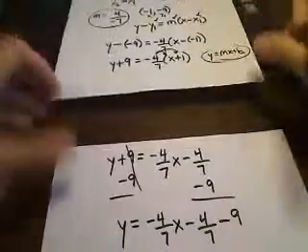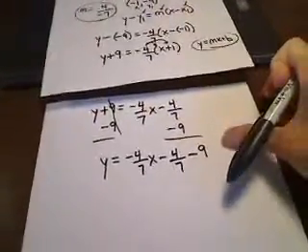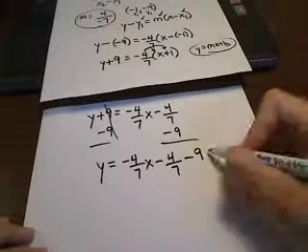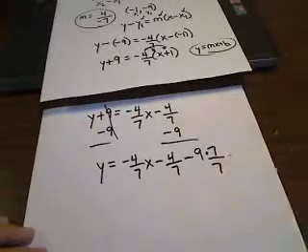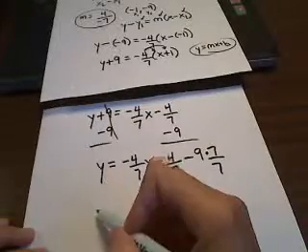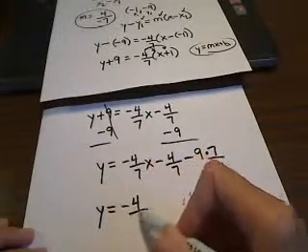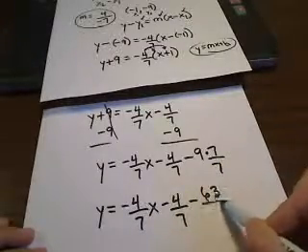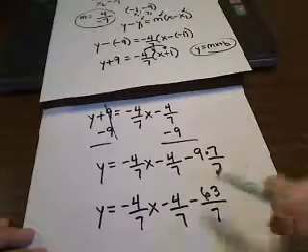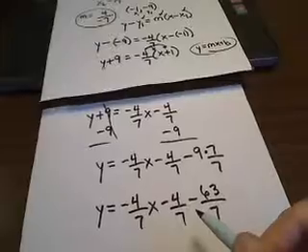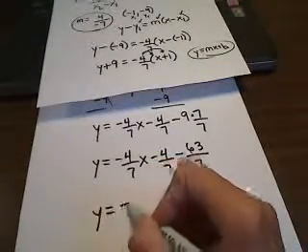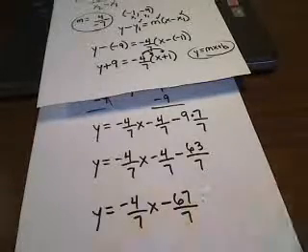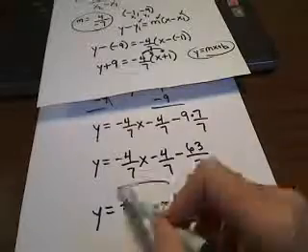Now, I need to get a common denominator between these two right here, because those are like terms. So the common denominator is 7, so I'm actually going to multiply the 9 by 7/7. That's the equivalent of 1, so it's okay for me to do that. This is -4/7 x minus 4/7, and then minus 63/7. Now that I have a common denominator, I can bring the numerators together. So this is going to be y equals -4/7 x, and then minus 67/7. And that would be the equation of your line.